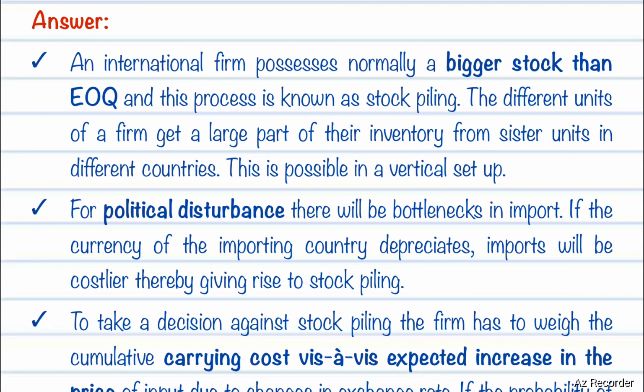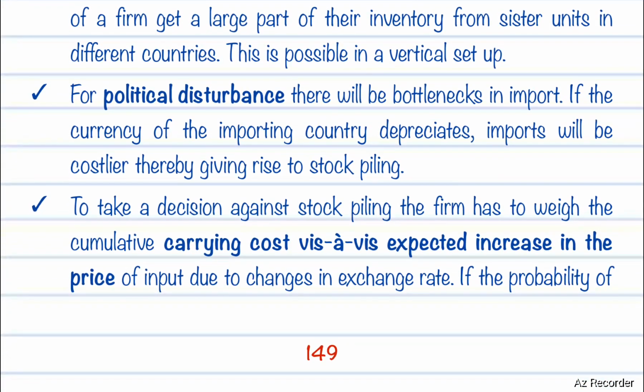Very short notes on international inventory management, or what do you mean by stockpiling? An international firm normally possesses a bigger stock than EOQ, economic order quantity, and this process is also known as stockpiling. The different units of a firm get a large part of their inventory from sister units in different countries. This is possible in a vertical setup. For political disturbance, there will be bottlenecks in imports. If the currency of the importing country depreciates, imports will be costlier, thereby giving rise to stockpiling.